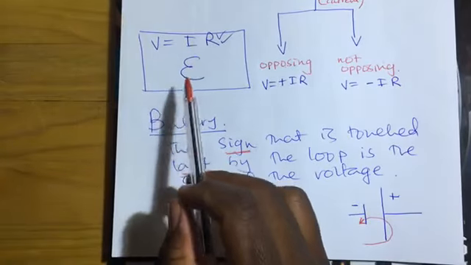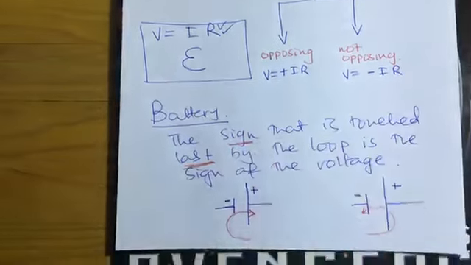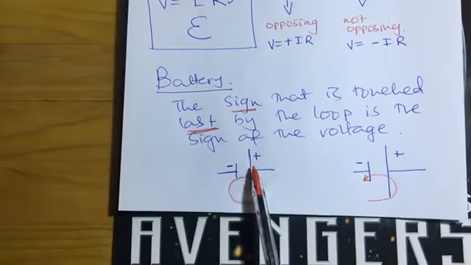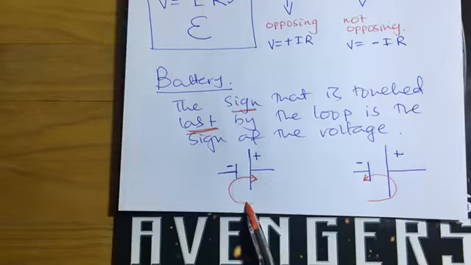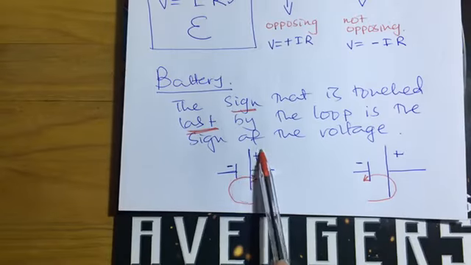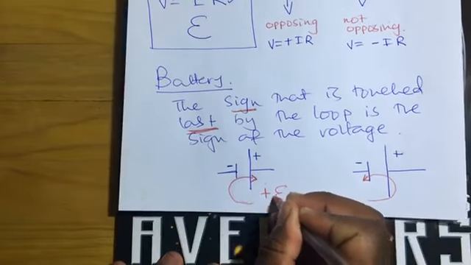So for a battery, you always use an E. For a resistor, you always use IR. Okay? So here, the sign that is touched last is the sign of the voltage. So here, we touch negative first and then we touch positive last. Meaning this voltage is going to be positive. So this is going to be positive E.